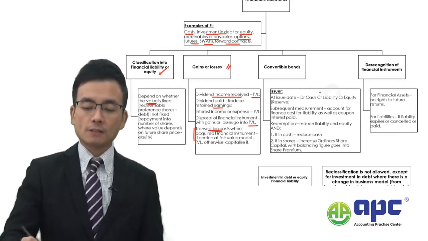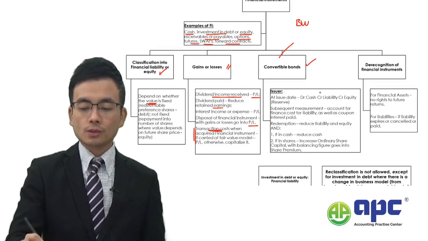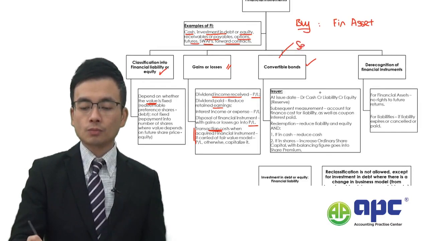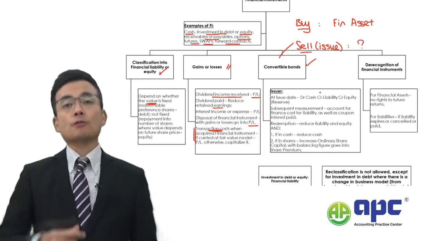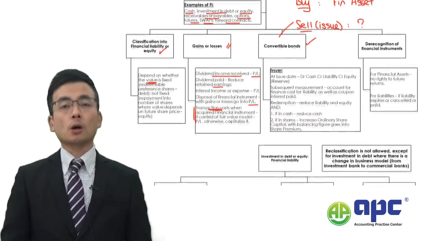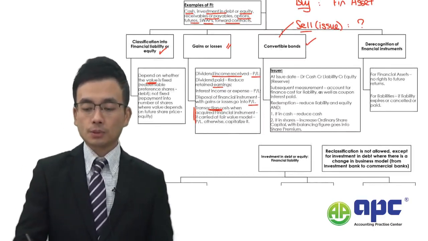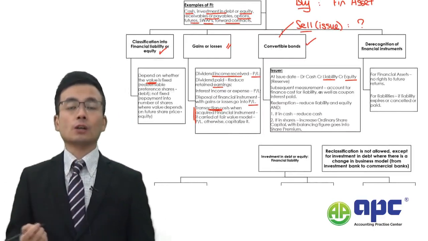But how about a convertible bond? If you are buying the bond, it is a financial asset. If you're issuing, which means you're going to sell that bond, here is how we regulate this. If you are issuing the convertible bond, at the time of issue we receive cash, and we put part of it into a liability as well as part into equity as a reserve.